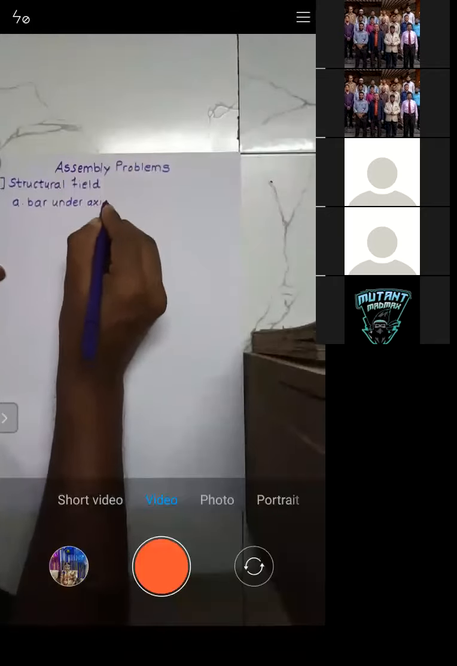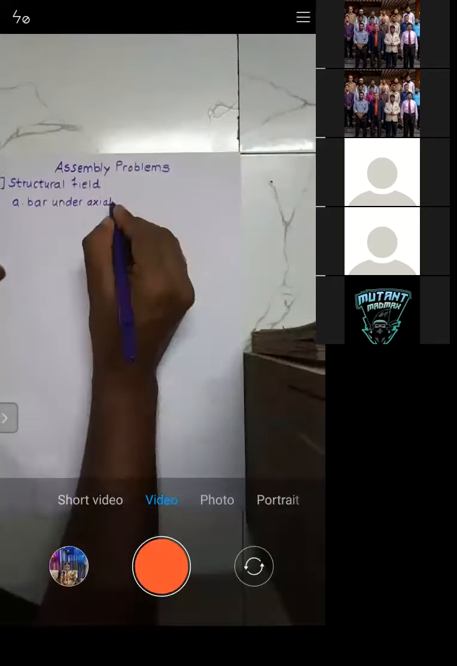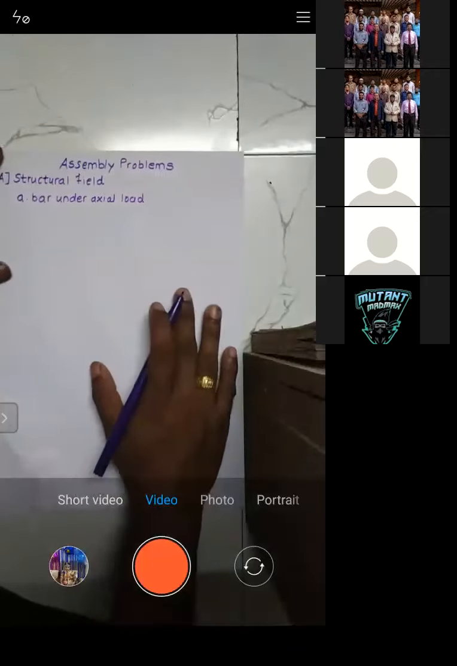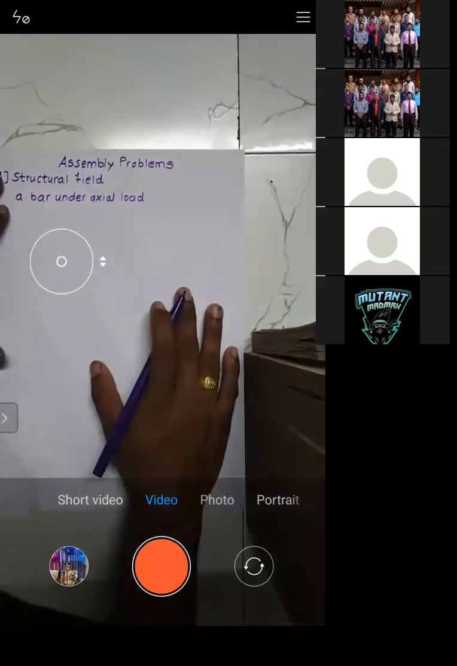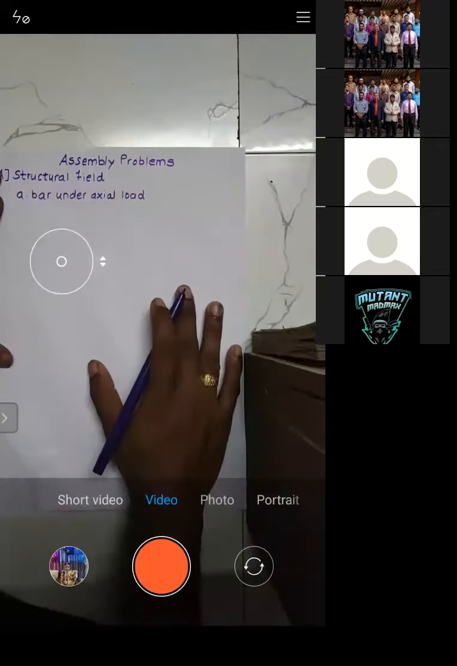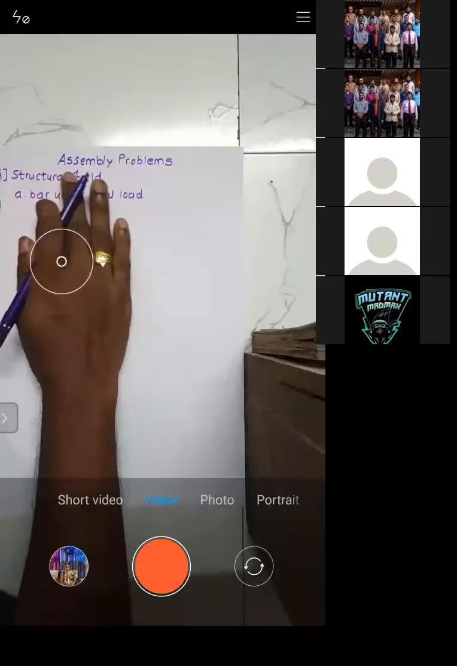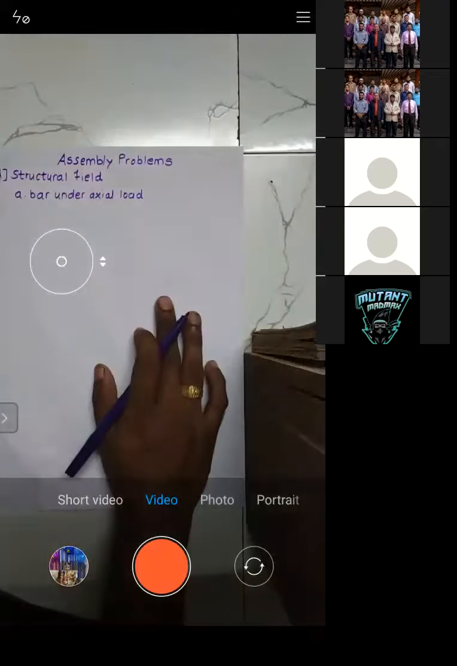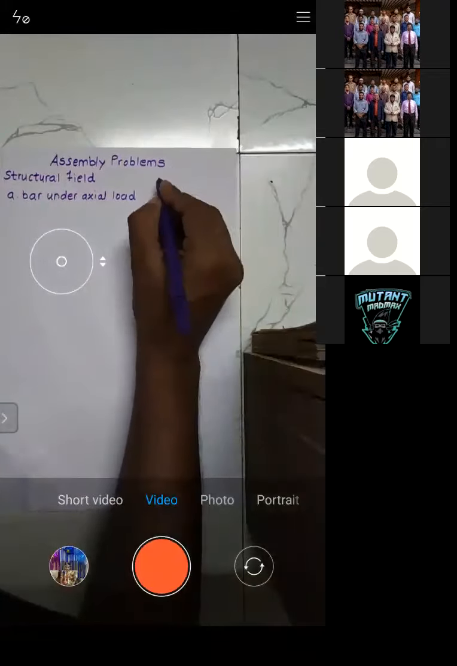When you have a bar to which you're going to apply some axial load, what will be the value of EME? EME is known as element matrix equation, and I will let you know what that is. So let's consider the first case, that is structural field, when you have a bar under axial load. Let me draw a simple diagram.